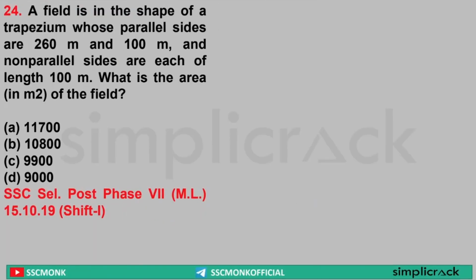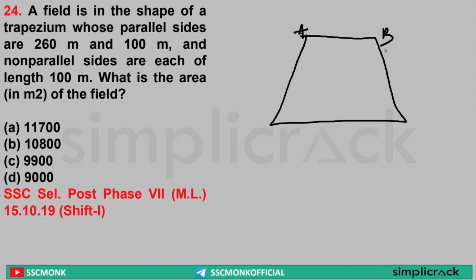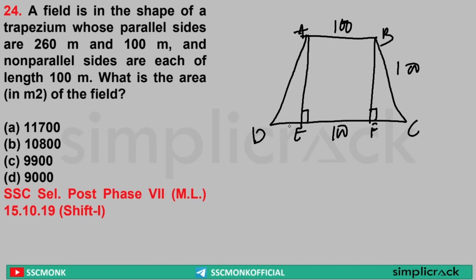Next. A field in the shape of trapezium whose parallel sides are 260 and 100 meter, non-parallel sides are each of 100 meter. What is the area? So this is a trapezium, let's say. Okay. So this is a trapezium ABCD. So this is 100. So if I draw a perpendicular here and a perpendicular here, this will also be 100. This is EF. Now this is 100. This is 100. And the total was 260.